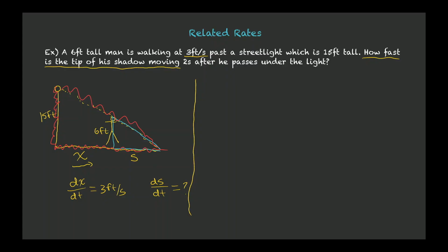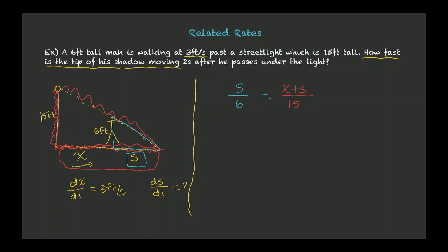So the sides are in proportion to each other. For example, for the blue triangle with the man and a shadow on the ground, s over the man's height, 6, is in the same proportion as the big red triangle. Well, along the ground is x plus s, and in place of the man's height, on that side is 15. Okay, so this is an expression which relates together the two variables x and s.